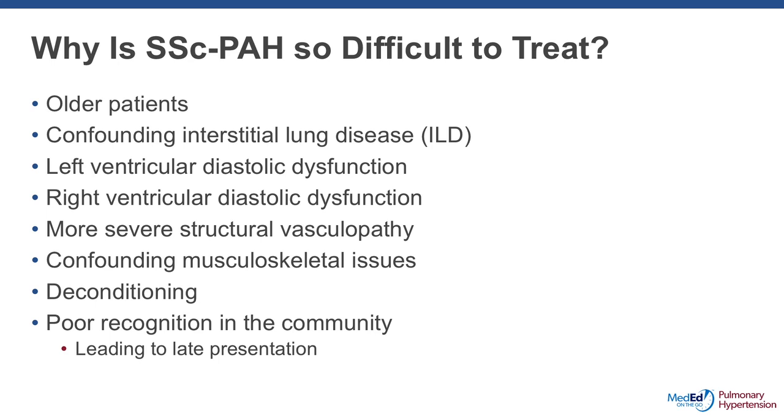And then they also have issues related to confounding musculoskeletal issues, so making assessments on their functional capacity may be limited by some of their musculoskeletal complaints. They often tend to be deconditioned. There's data suggesting that the musculature of these patients may be compromised at a myofilament level. There's also data suggesting that their diaphragms may be dysfunctional compared to other types of PAH patients. And in general, there may be a late diagnosis. Patients may present late for various reasons, and the diagnosis may be delayed as well.